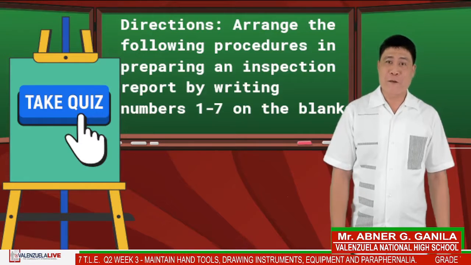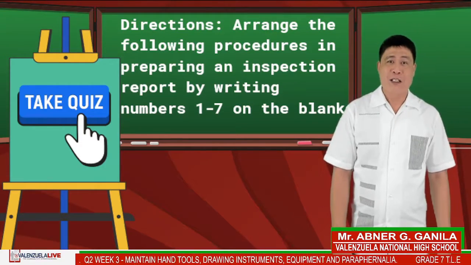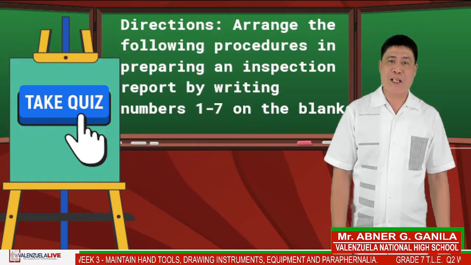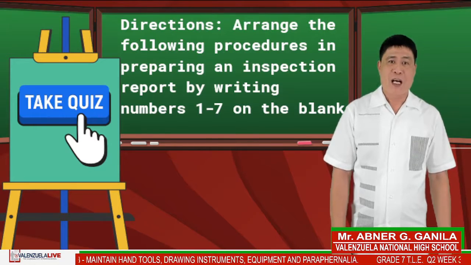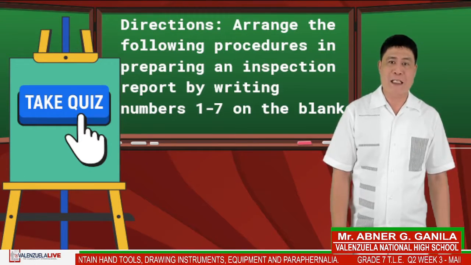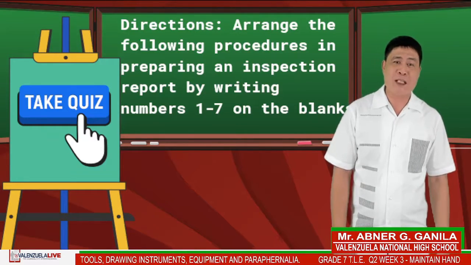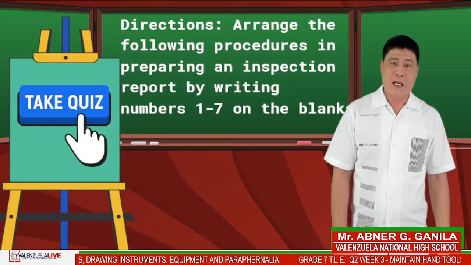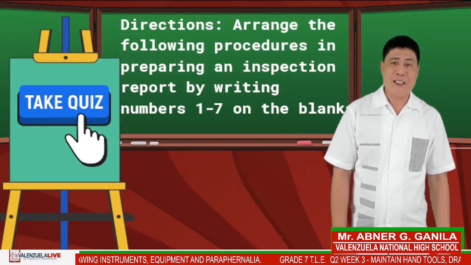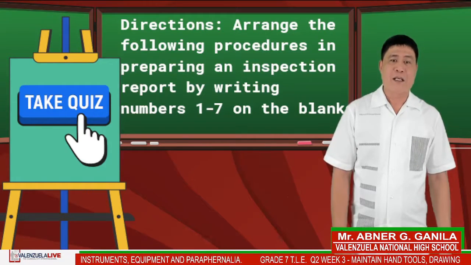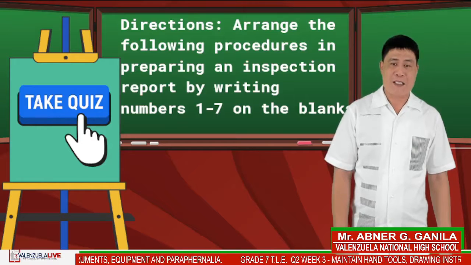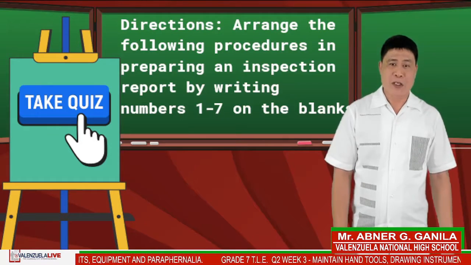Now to test if you fully understand the lesson, get your notebook and pen and let's have a short quiz. Arrange the following procedures in preparing an inspection report by writing numbers 1 to 7 on the blanks. I will give you 20 seconds to answer. Type them in the comment box. Ready? Go!